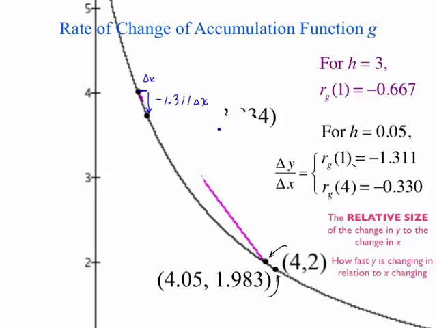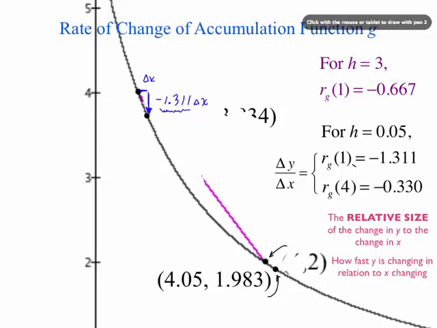Whatever that change in x is, y changes like 30% more than that change in x, right? Negative 1.311, or a moderate to fast change in y downward from what it was before. Okay, so this number is telling us the relative size of the change in y to change in x, or how much y changes relative to a change in x. And then what happens down here?